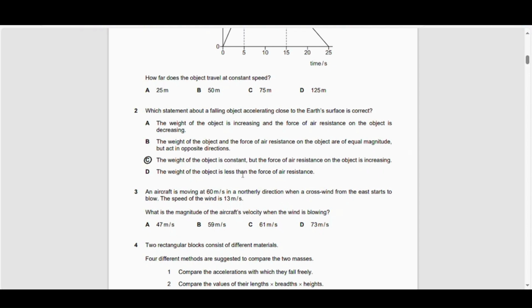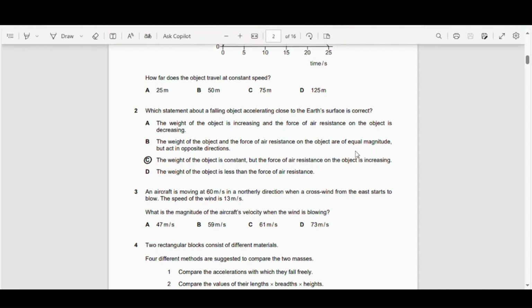So C says the weight of the object is constant, but the force of air resistance on the object is increasing, which makes sense because the weight is constant, that is correct, and the force of air resistance will tend to increase. So there is nothing incorrect about that statement, so that is fine. The last bit that we see states essentially the weight of the object is less than the force of air resistance, which cannot be true because then the object would just get swept up and will be sort of shot away from the Earth, which doesn't really happen.